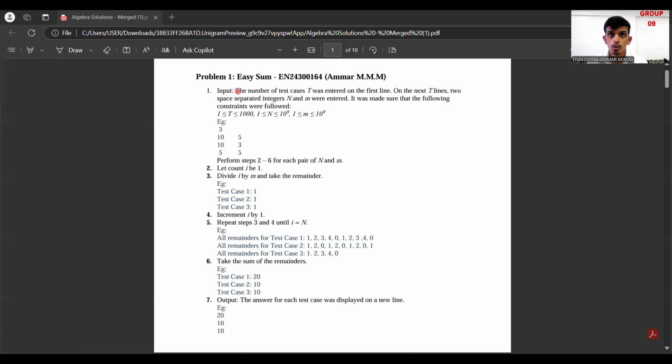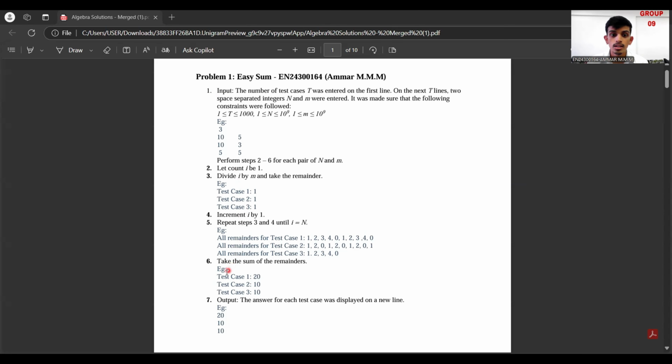The problem, Easy Sums, requires calculating the sum of remainders for multiple test cases. Input: T, the number of cases. For each test case, two integers n and m. Steps: for each i from 1 to n, calculate the remainder when i is divided by m and sum them.